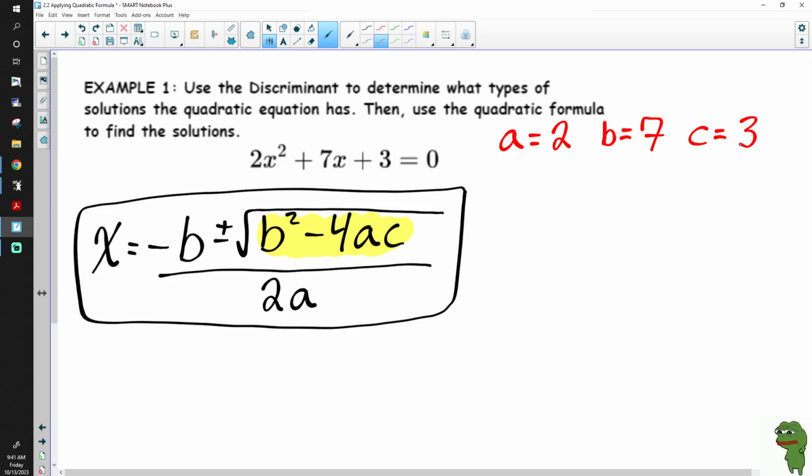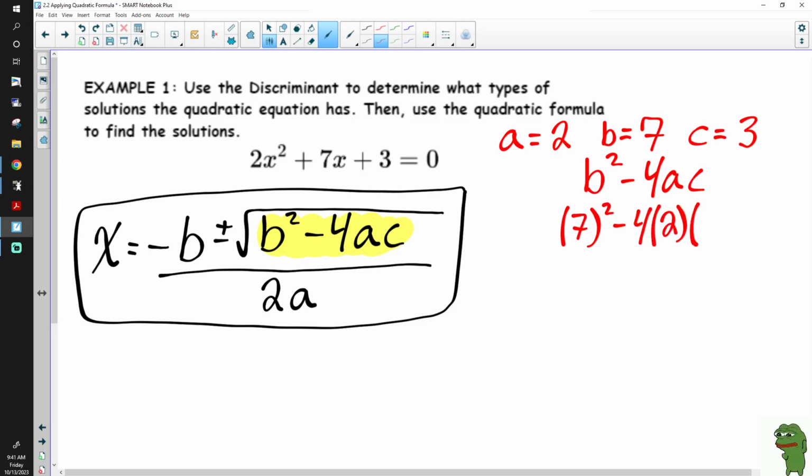Now, nothing new yet. The discriminant is the inside: B squared minus 4AC. Put in your B, hug it. 7 squared. Minus 4. Plug in your A, hug it. 2. Plug in your C. 3. Hug it.